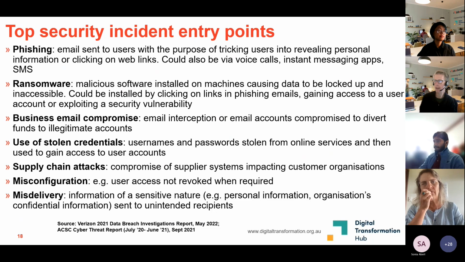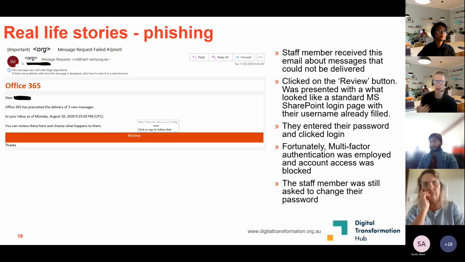Business email compromise: email interception in business accounts to divert funds to illegitimate accounts. We do see that a lot at the moment. Stolen credentials, and supply chain, so customer and supplier systems. We don't see that as often in the not-for-profit sector. That's more often in the commercial sector. Misconfiguration, covered that. One of the really bad stories in Victoria was due to user access not being revoked when someone left. And misdelivery of information was the last top security entry point.